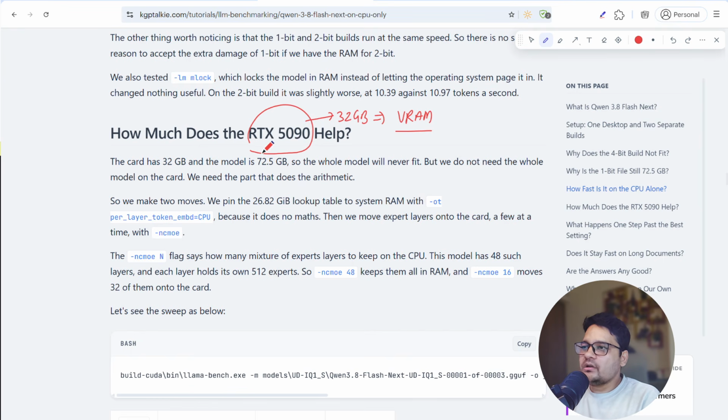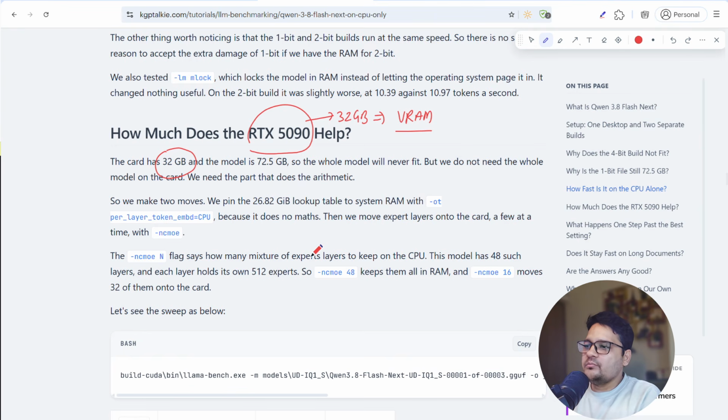So what we do here, we have 32 GB from our RTX 5090. You might have another GPU as well, maybe an RTX 5080 or 5070 or RTX 4060 or any GPU. What you need to understand from this topic is how you can offload some part of your model on the GPU so that you can improve the generation speed overall.